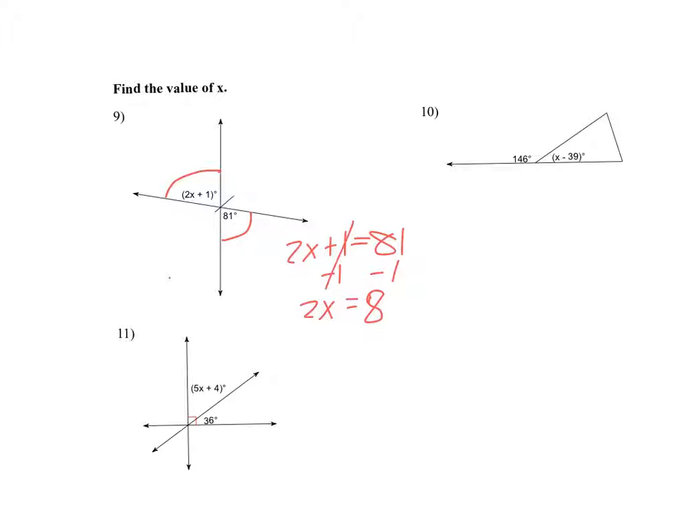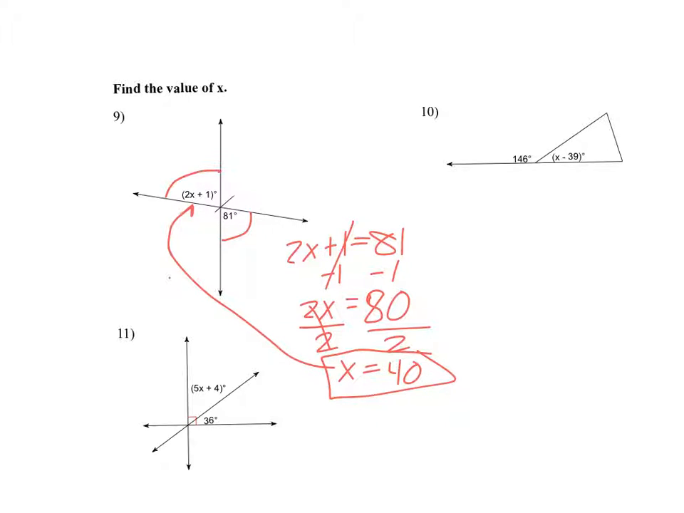So hopefully you're understanding now why we did that first lesson to review algebra. Divide by 2, so we get x is 40. Now the thing to do is take it, go back, plug it in, make sure it works. And if I do, I get 2 times 40 is 80 plus 1 is 81. Okay, next one.